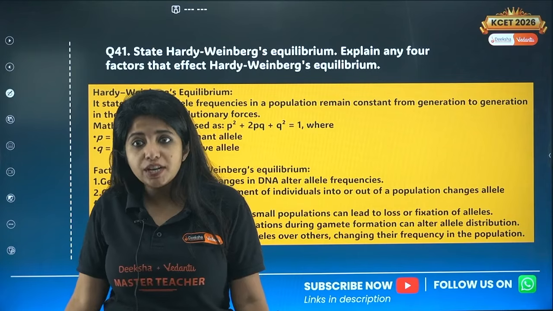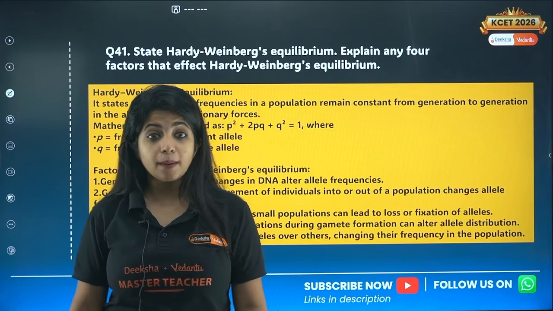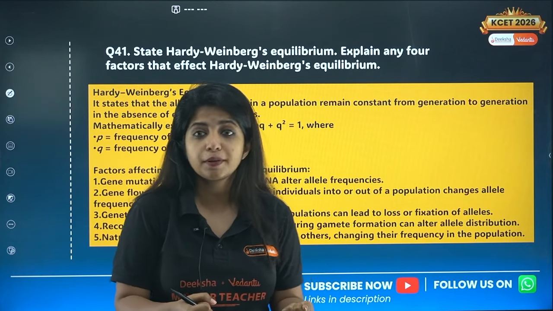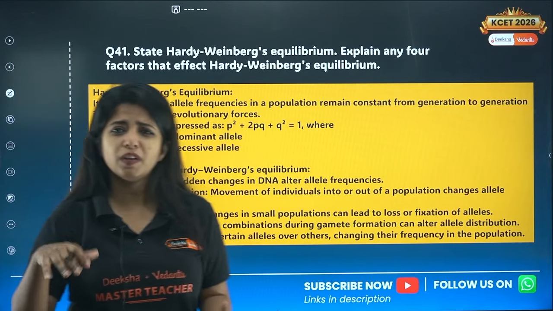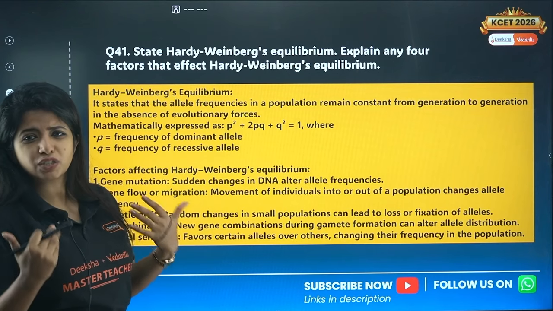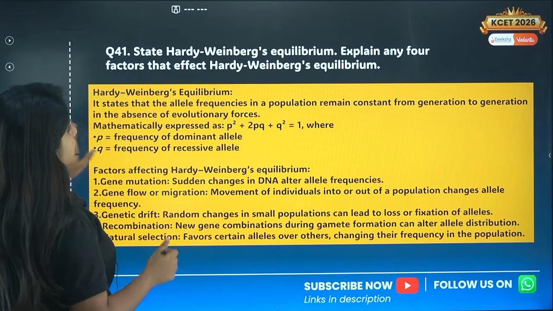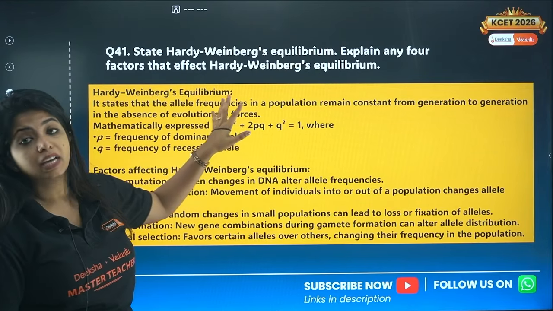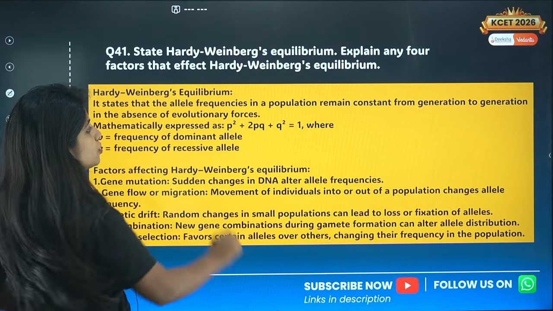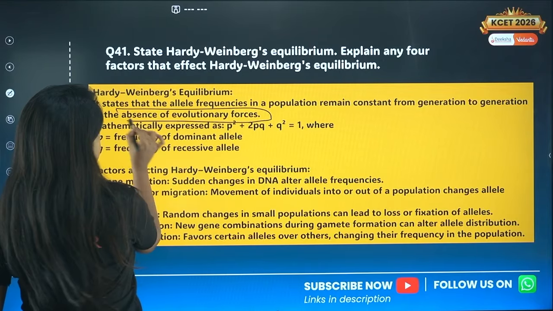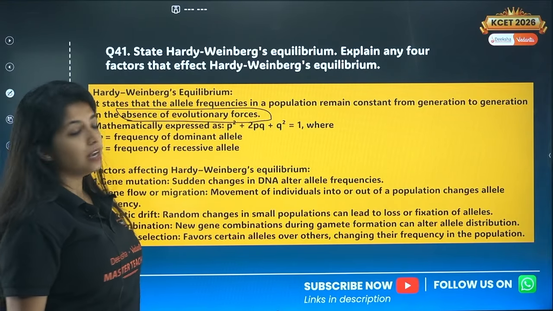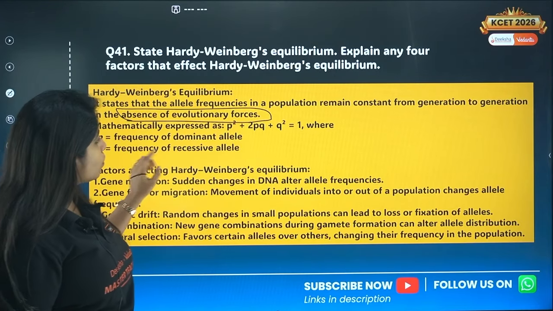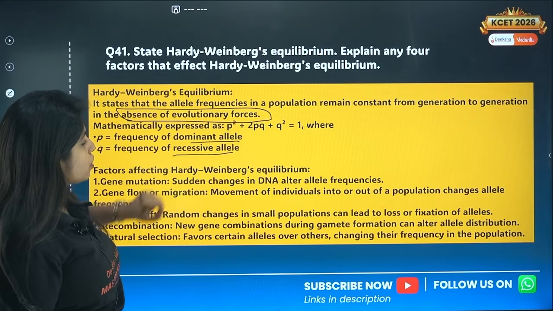Multiple reasons are there. There can be mutations happening, certain groups of organisms dying off, certain others coming into the picture. There are a lot of things that can happen, which is why the Hardy-Weinberg principle was not considered to be exactly true. But anyways, it says that the allelic frequency in a population remains constant from generation to generation in the absence of evolutionary forces. If evolutionary forces are not there, then, my dear children, this holds. It is mathematically expressed as p square plus 2pq plus q square equals 1, where p is the frequency of the dominant allele and q is the frequency of the recessive allele.